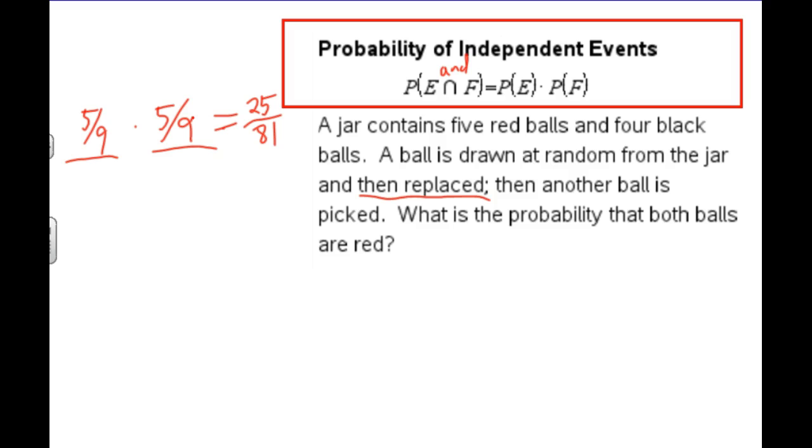Now if I change this problem slightly and say we're not replacing the balls, then once you choose a red ball, it's out of the mix. No longer is this an independent event.